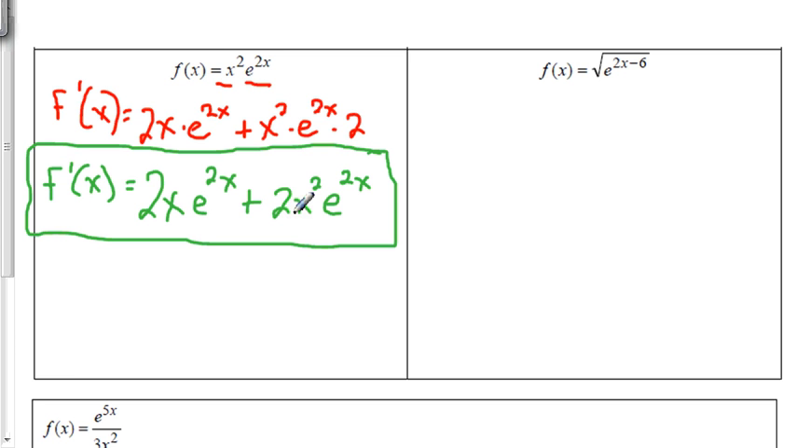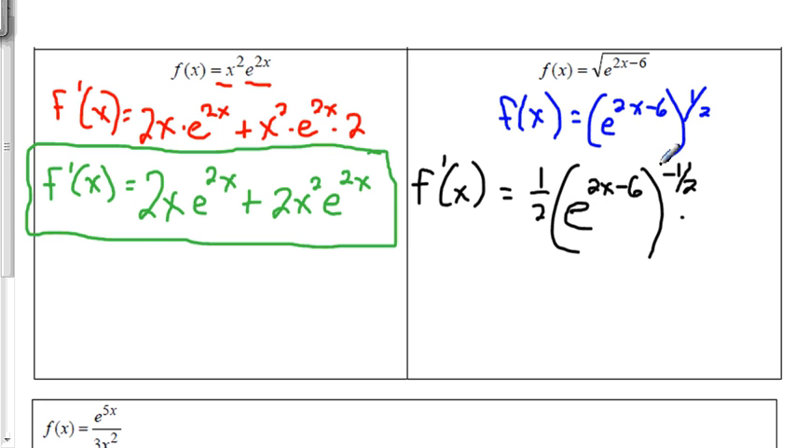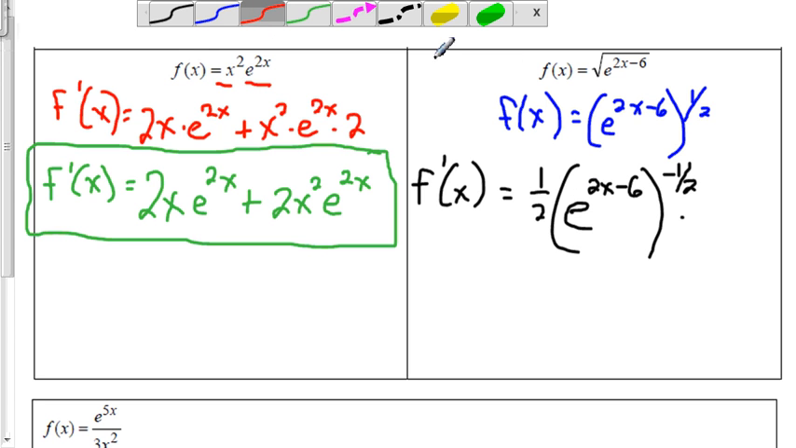All right, next one, and to do this, we're going to rewrite it with a rational exponent. So let's rewrite it as f of x equals e to the 2x minus 6 all to the 1/2 power, and we're going to have to use the chain rule. And as I'm starting to go through, so the chain rule says bring the power out front, and I'm doing this, cruising right along, so let me finish the way I'm doing it, and then I'm going to show you a shortcut that I didn't realize till I'm halfway through the problem.